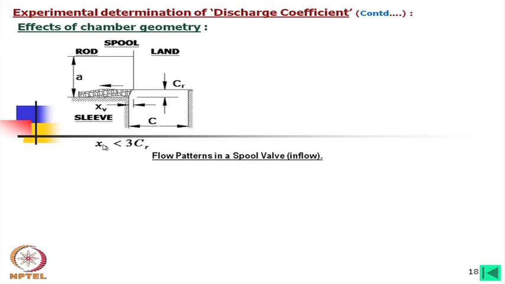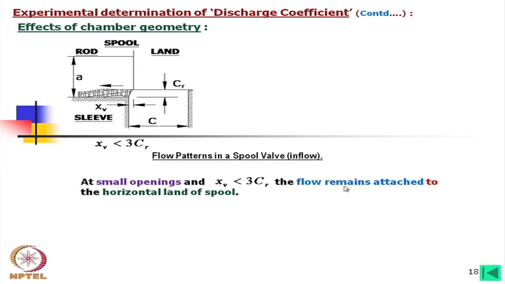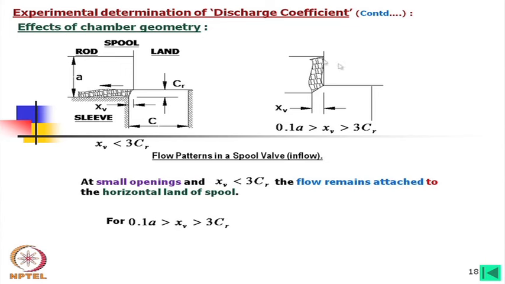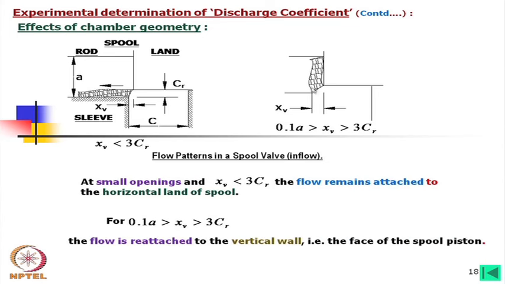Now, in this case, if the spool displacement is less than 3 times the clearance, then the flow remains attached to the horizontal land of this spool. Sorry, I think here I have made a mistake. It is the horizontal land of the body. Then, if it is within this range, less than 3 times the radial clearance but higher than 0.1, we will get the flow reattached to the vertical wall of the face of the spool pistons.